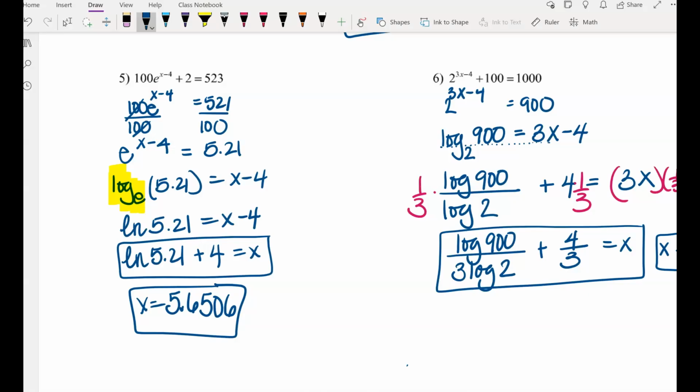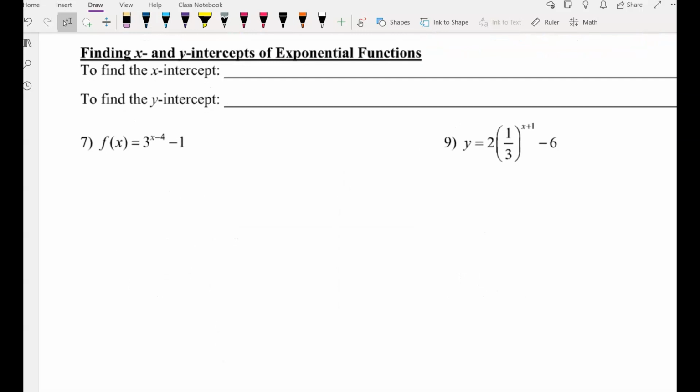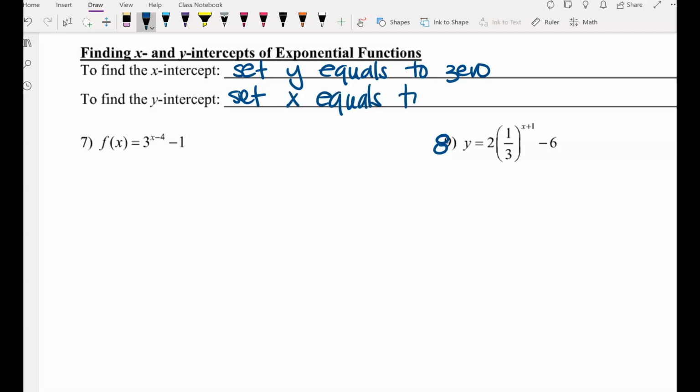Okay, we got 2 more to go, and then we are done. So this is example 7, guys, and do me a favor. That's not 9, that's going to be 8. Okay, so finding the x and y intercepts of our exponential functions. To find the x-intercept, set y equals to 0. Now, guys, this rule doesn't ever change, right? Doesn't matter what function we throw at you, that will never ever change. To find the y-intercept, set x equals to 0. All right, guys, let's rock and roll.